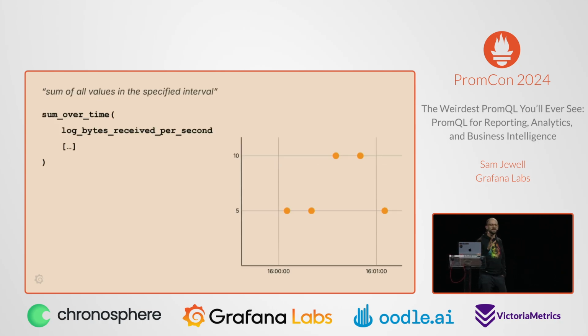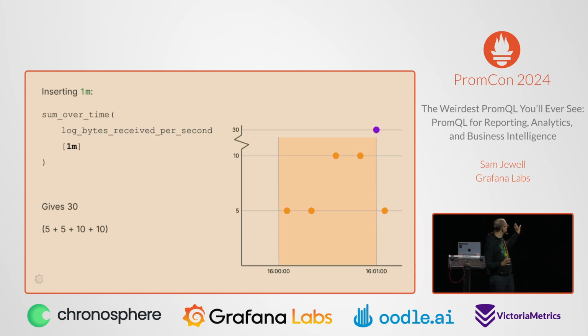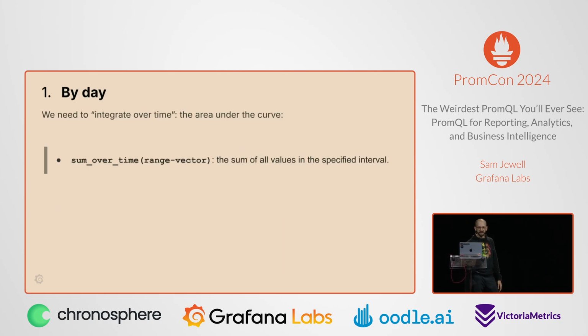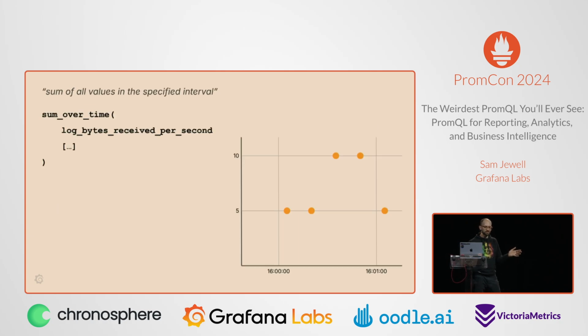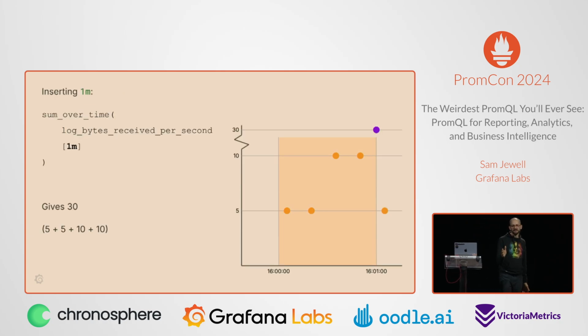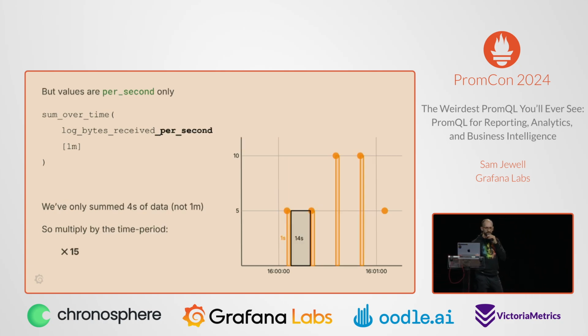Let's just have a look at how that pans out in practice. If we take this example from 1600 to 1601, we pass 1 minute into sum over time, and it's going to do what we just said: sum all the values in the specified interval. In this case, the values are 5, 5, 10, and 10. We get 30. That's what it's giving us for the bytes received.